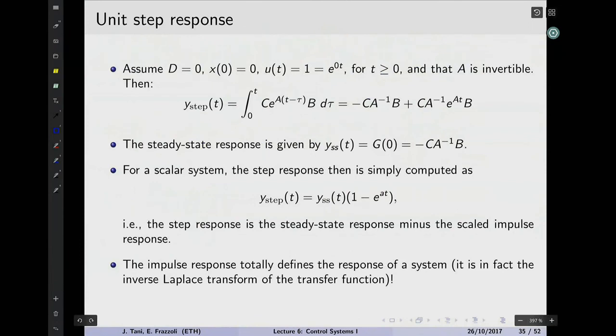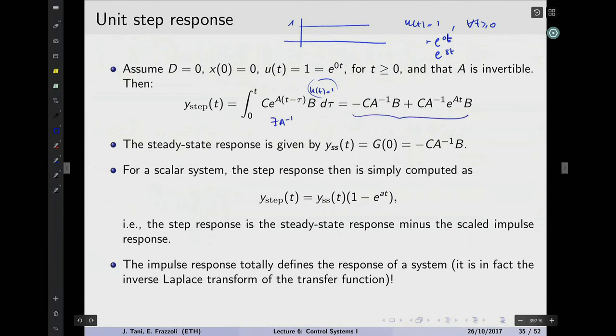So, okay, what about the unit step response? Remember, the unit step response is when you send a unit step to the system. So it's u of t equal to 1 for all t bigger or equal than 0, right? Well, u of t equal to 1 can be imagined as one of our favorite signals that we know everything about now, e^(st), but with s equal to 0. So if we just plug in as before u of t equal to 1 this time, we get this integral. This is relatively easy to solve if there exists, of course, the inverse of A. And we get this expression.